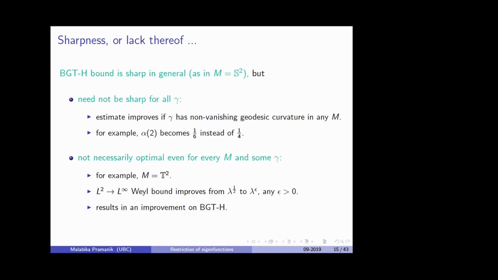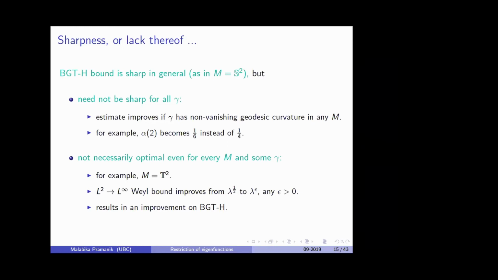What do we know about the sharpness of the Burq, Gérard, Tzvetkov, and Hu bound? This is a bit of a good news, bad news story. The good news is that when viewed across the range of all two-dimensional manifolds M and all curves gamma therein, the estimate cannot be improved, as I mentioned earlier. In particular, the two-sphere is an example where the estimate is sharp. On the other hand, the estimate can be improved significantly in many instances.